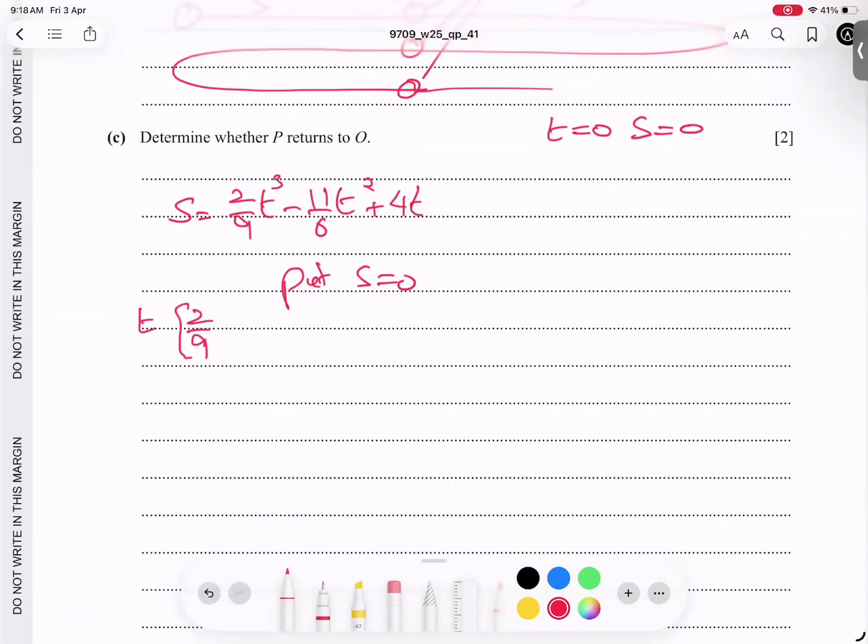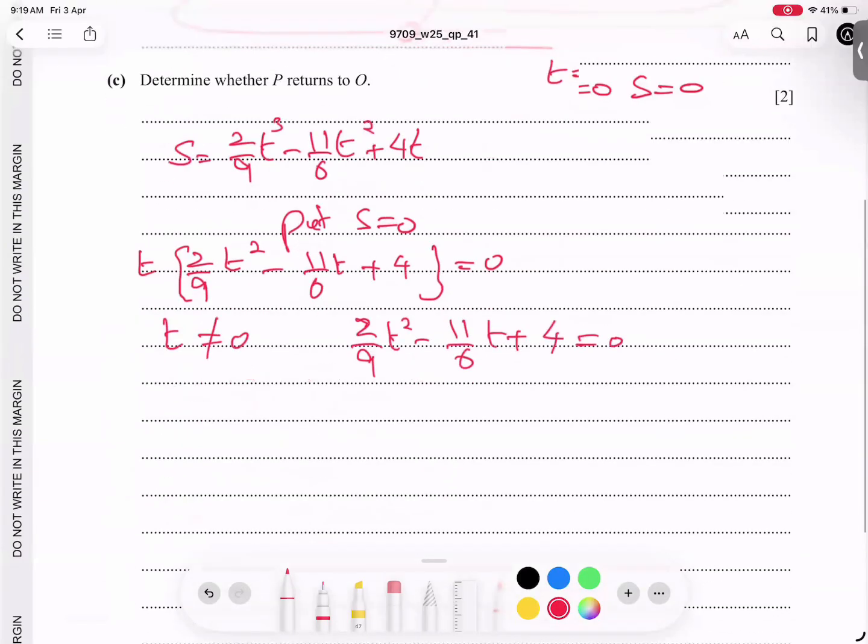Taking t common, I got 2 by 9 t squared minus 11 by 6 t plus 4 equal to 0. Either t equals 0 or this whole expression equals 0. So I got two expressions. We are not counting t equals 0 because it's the starting point. So I'm counting the other one, 2 by 9 t squared minus 11 by 6 t plus 4 equal to 0. So we have two techniques.